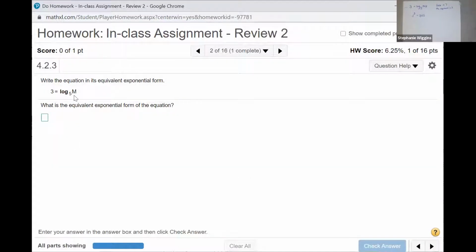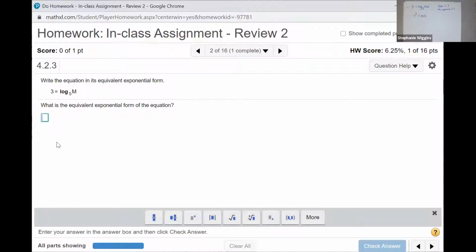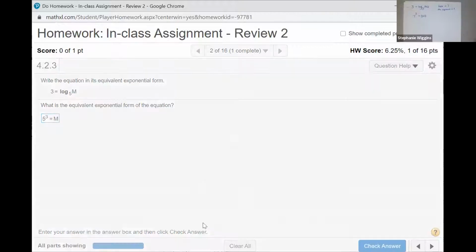Okay, the base is on the bottom. That tells me I have 5 as my base. Okay, the log is the exponent. So 3 is my exponent. And what's left is the m. So this is exponential form.